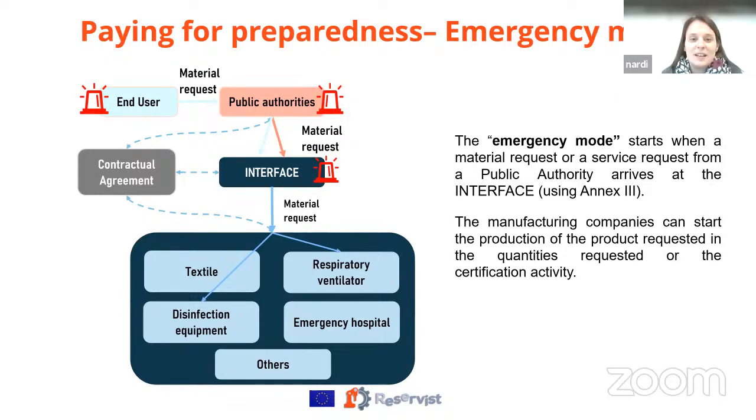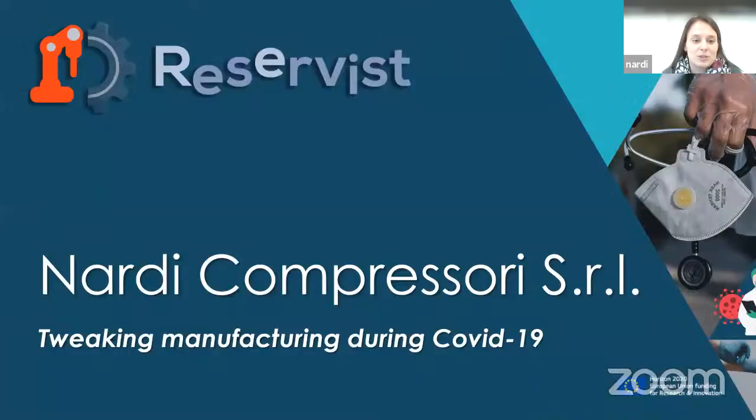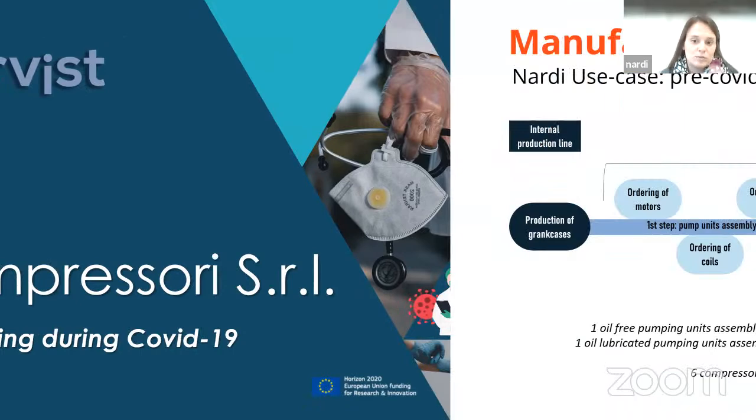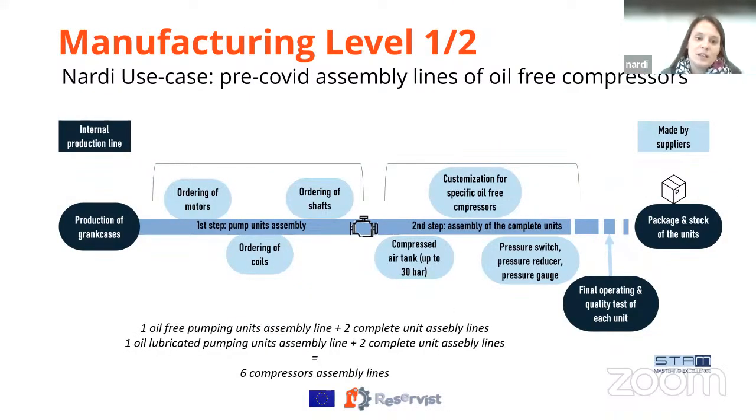Good morning to everybody. I'm Anna and I'm the sales manager of Nardi Compressori. Thanks to everybody for inviting me and for the chance to explain how we figured out the pandemic. Nardi Compressori is a manufacturing company. We have produced piston compressors since 1965. When the pandemic came, we decided to modify an existing model of our compressor to face this crisis. We produce oilless and also oil lubricated compressors.